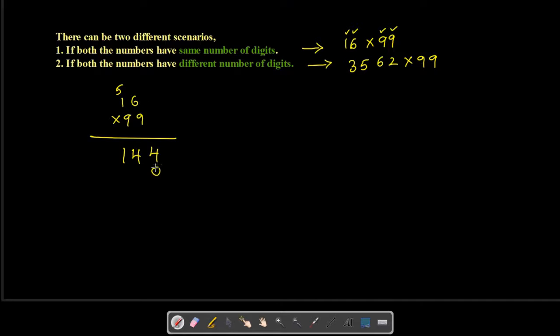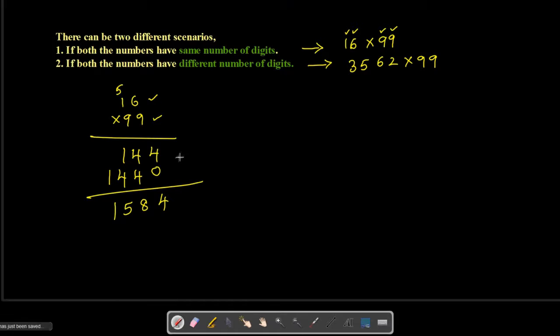Again, 9 times 6 gives me 54, and 9 times 1 is 9. 9 plus 5 is 14. Now if I add these both, I get 4, 8, 5, and 1, that is 1584. This is the traditional way of doing it, which will take at least 1 minute or so. But since we had smaller digits, only a two-digit number, it was quite easy for us to do in the traditional method.